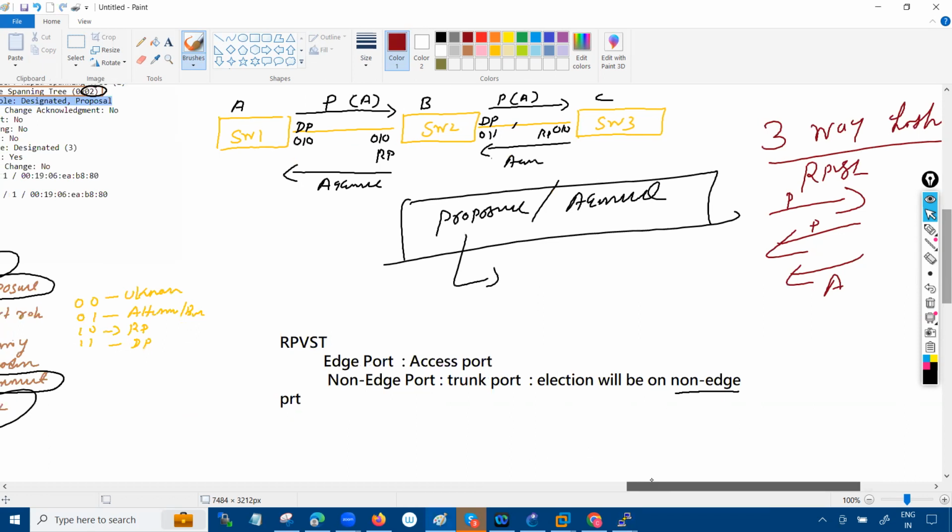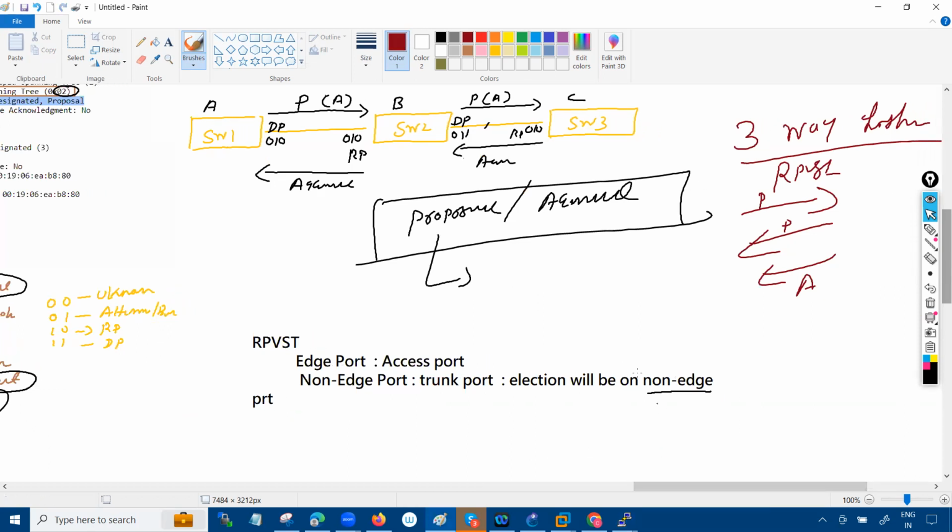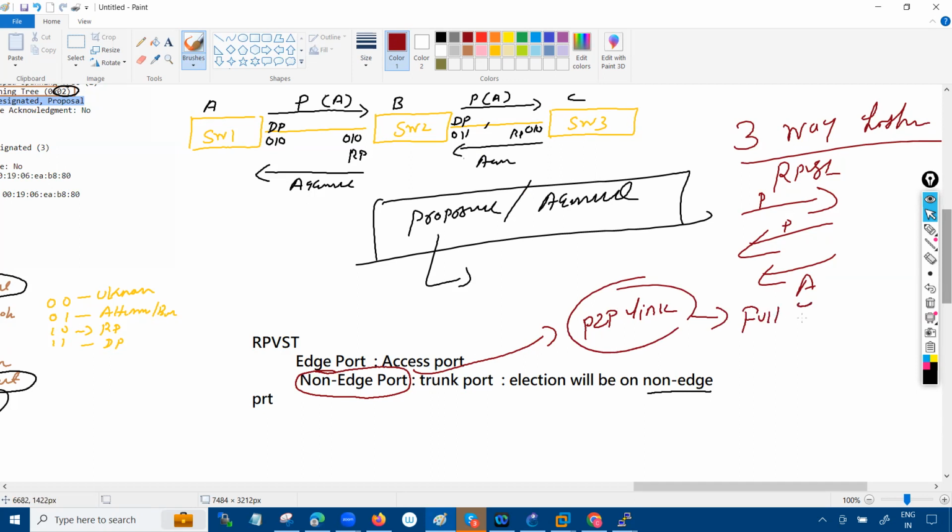So again, one more thing, RSTP is only going to take action on the non-edge port, and at the same time, on the point-to-point link. Point-to-point link is what? It should be full duplex. Full duplex means sending acknowledgement. So RSTP is not going to work on half duplex. Half duplex is kind of one-way traffic.